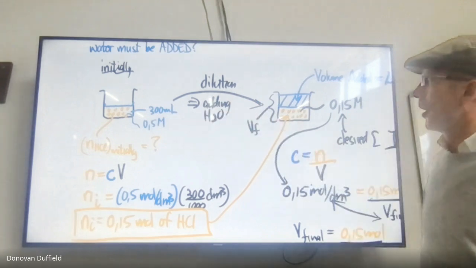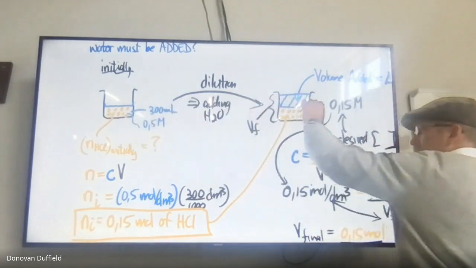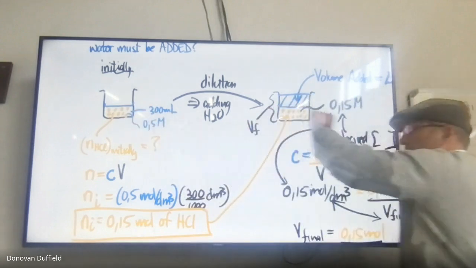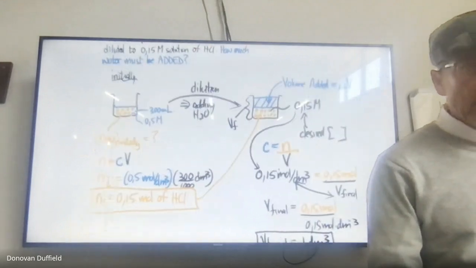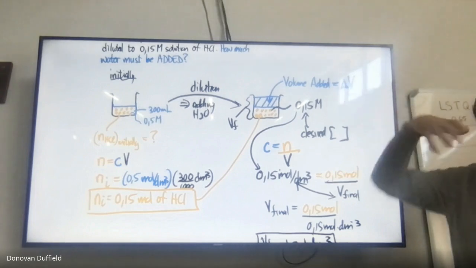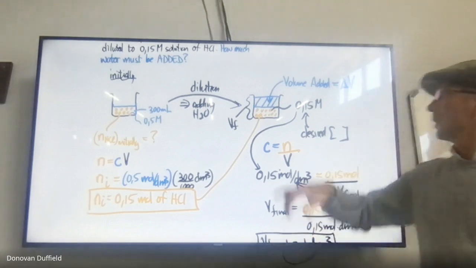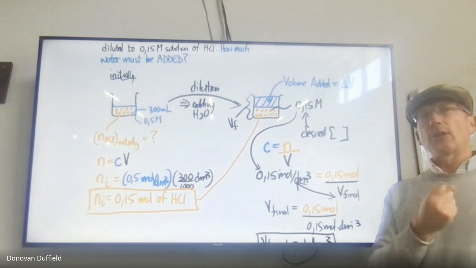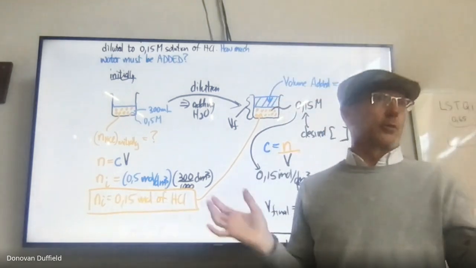Adding H2O. Now note, look at my drawing. The same amount of solute, 0.15 moles of HCl, was there, and 0.15 moles of HCl is there. But now we've added extra water. Delta V. Delta means change. We have changed the volume by the amount of water we've added. So now the concentration will definitely change. It's going to be less, because it's the same amount of moles of solute in a bigger volume of solution.